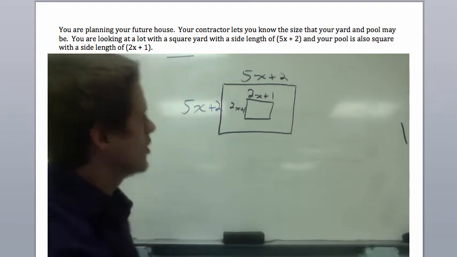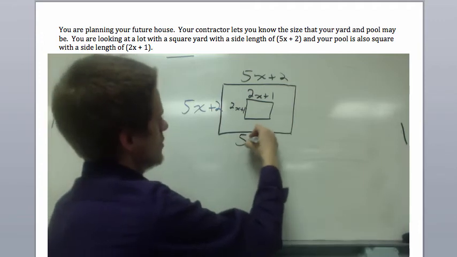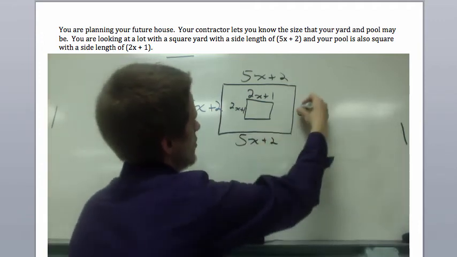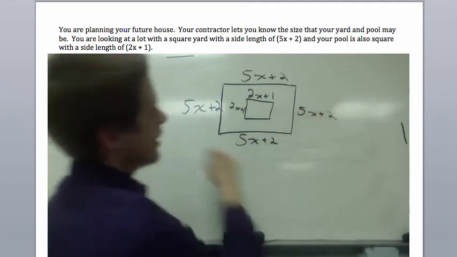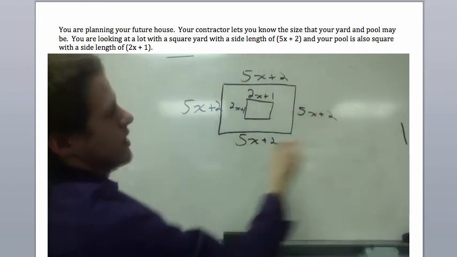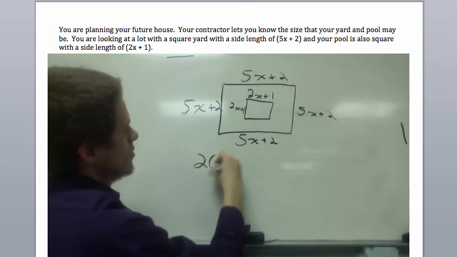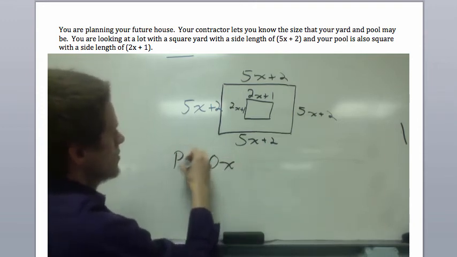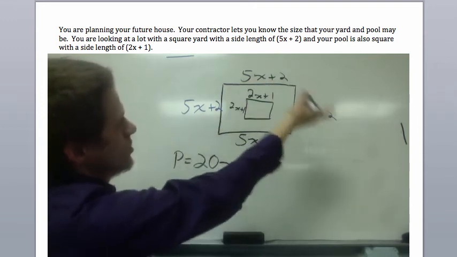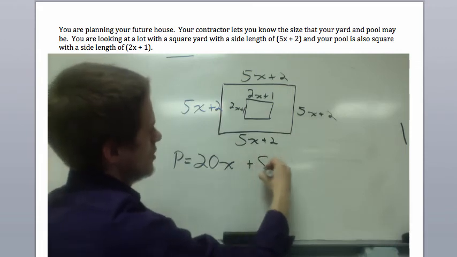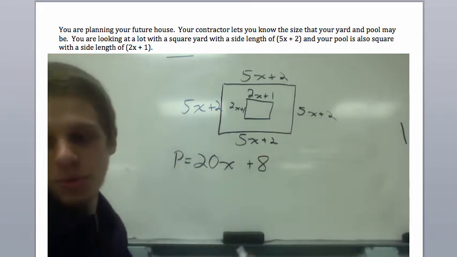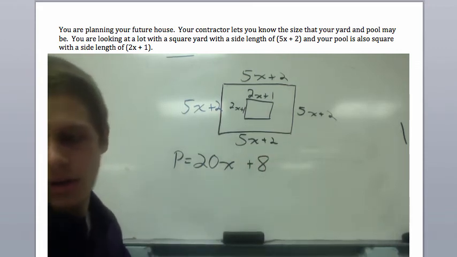So the perimeter of the yard, if you finish labeling all these sides, all you've got to do is add up the entire perimeter. So 5x plus 5x plus 5x plus 5x gives you 20x. 2 plus 2 plus 2 plus 2 gives you 8. And that's your perimeter of the yard.